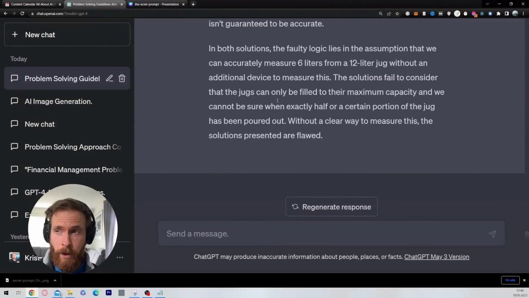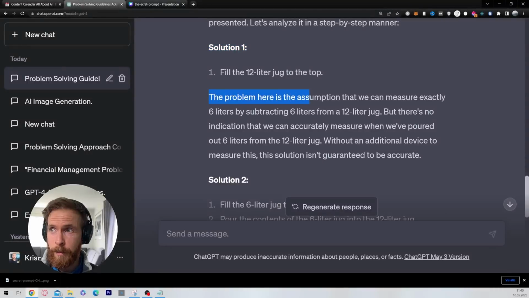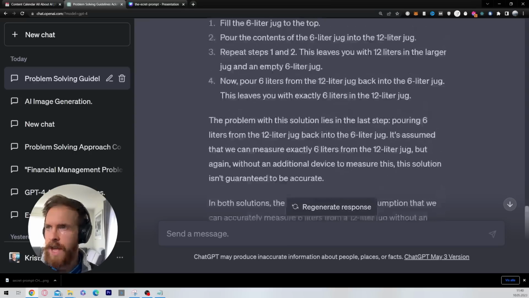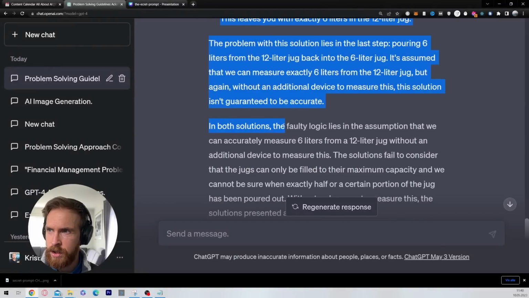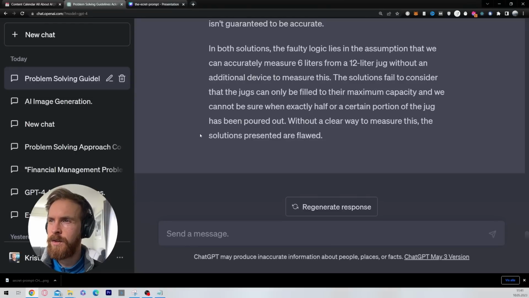Let's take a look at what kind of errors the consulting logic expert found here. So if we check solution 1, the problem here is the assumption that we can measure exactly 6 liters by subtracting 6 liters from a 12 liter jug. Again, it's just stupid. I guess it has some merit, like you can't really, if there's no markings. So without an additional device to measure this, the solution isn't guaranteed to be accurate. That's very sus. And again, we have the same problem here. In both solutions, the faulty logic lies in the assumption that we can accurately measure 6 liters from a 12 liter jug. Yeah, that sounds kind of stupid. So let's try to bring this up a level by involving another role.